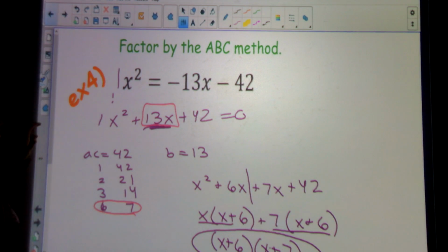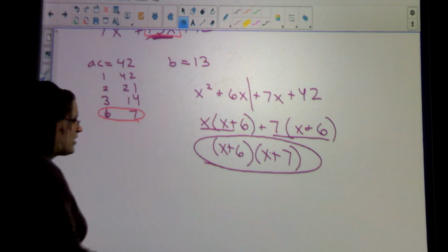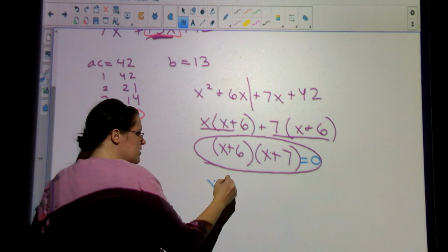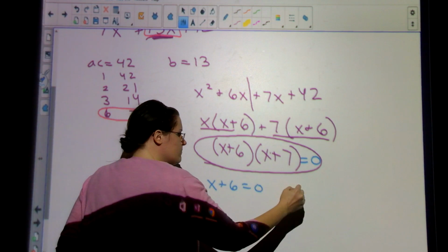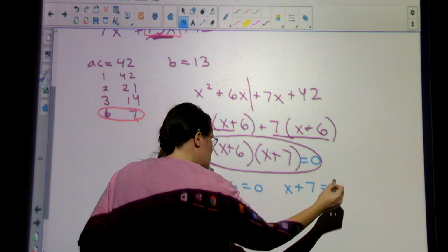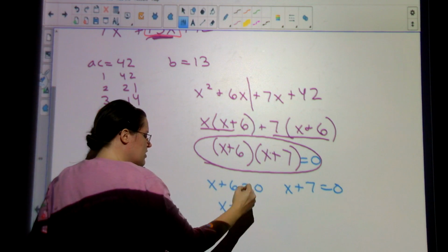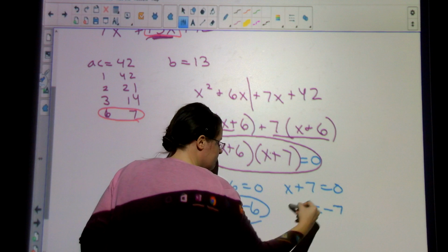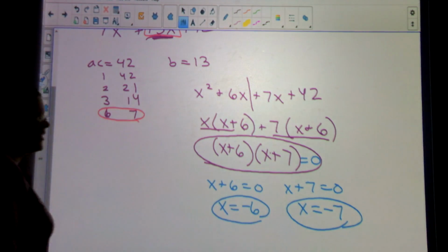Let me go back because we forgot to solve this one. I had it factored. We forgot that it equaled 0. So set each one equal to 0. Once again, you do not have to show this. You should just be able to look and say, oh, negative 6 and negative 7. There we go. Forgot to solve it. Whoops.